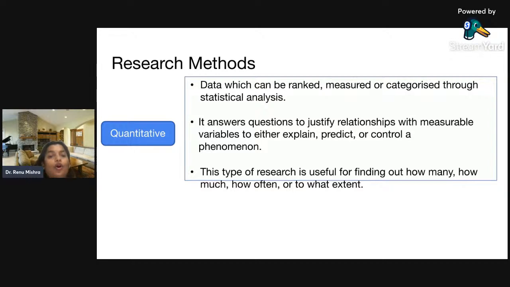Or how often: do you like ice cream, yes or no? How often do you eat ice cream, once, twice, thrice, four times in a week, or five times in a week? So the data can be either ranked or categorized. Anything which is expressed in terms of numbers fits into the category of quantitative research.